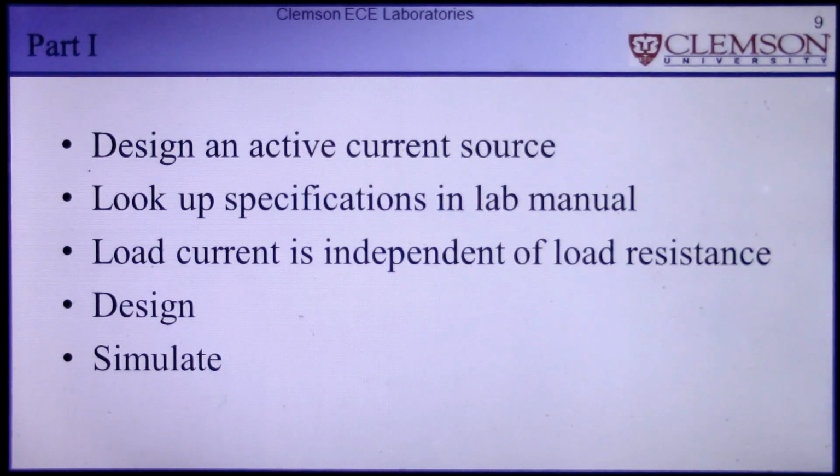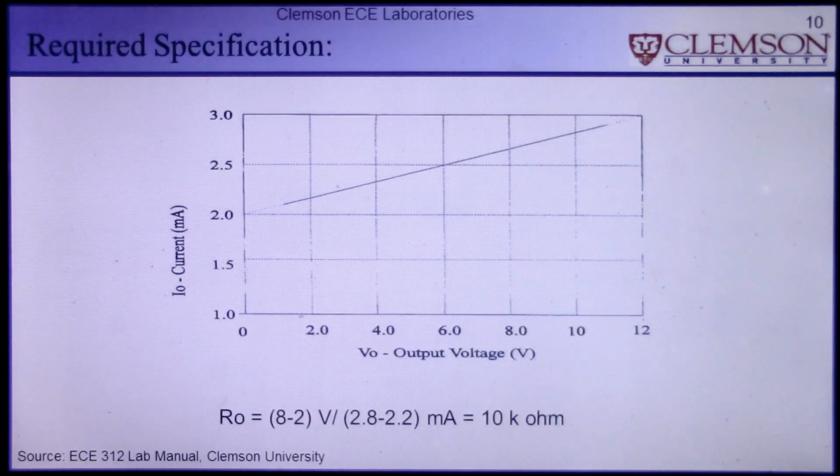And part 1 of our lab, well, this is all the tasks we have to do. We have to design an active current source. We have to look up the specifications in the lab manual. Let's see what specifications are given. And load current is independent of the load resistance, and then you design, you simulate, and you build it. Now this is the required specification. That means you should have a slope like this.